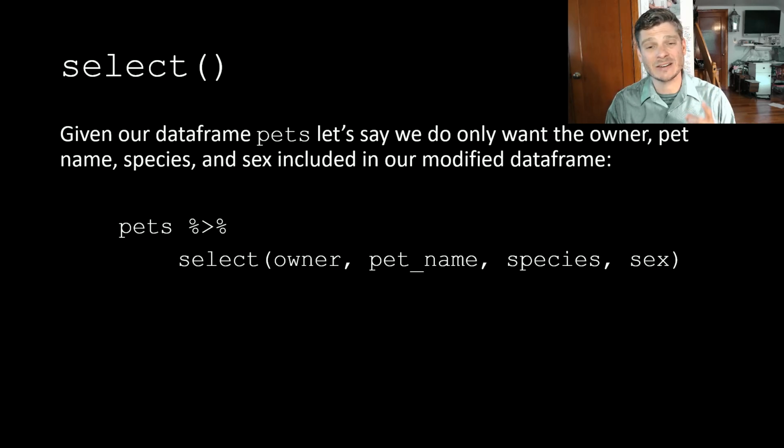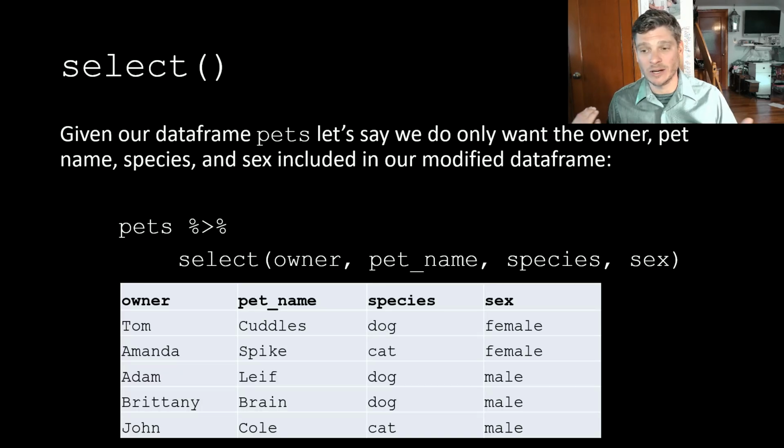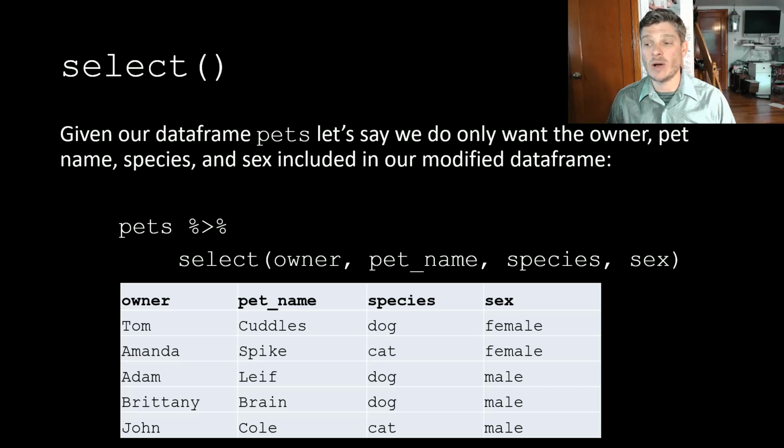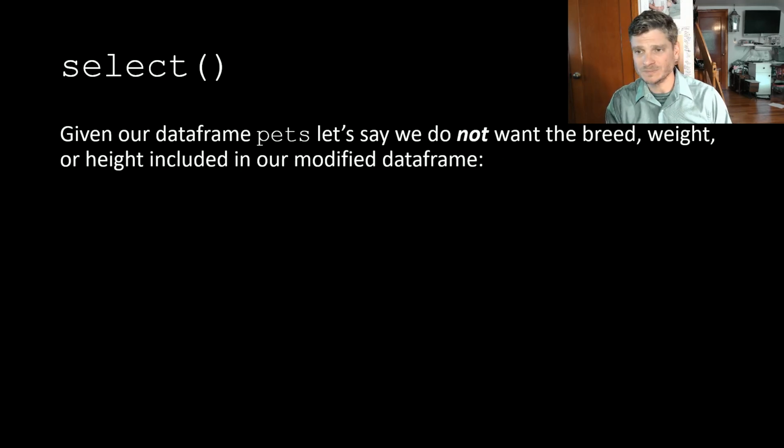And if I do that, the data frame that's going to be returned is, well, my original data frame with the 5 entries and the 5 rows. But now I'm only looking at that data where I have the owner, the pet name, the species, and the sex. Now, I could, again, like I said, do this in reverse.